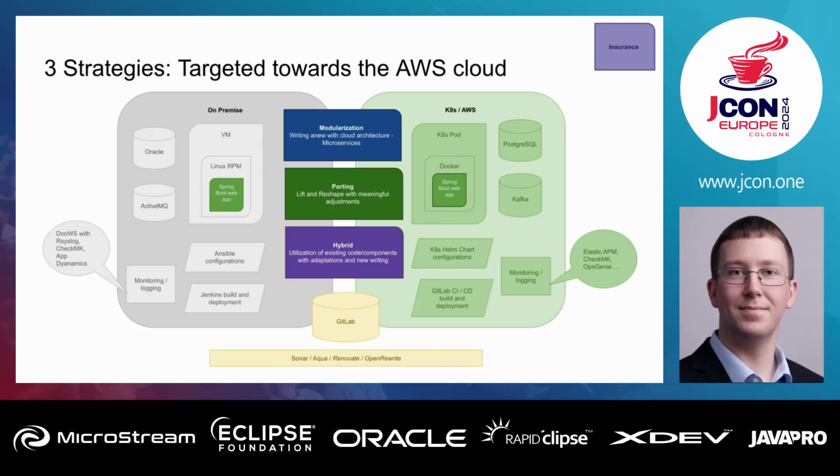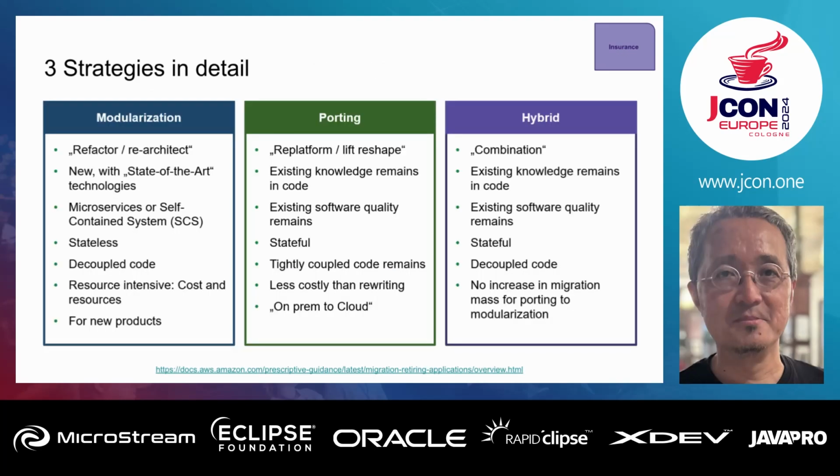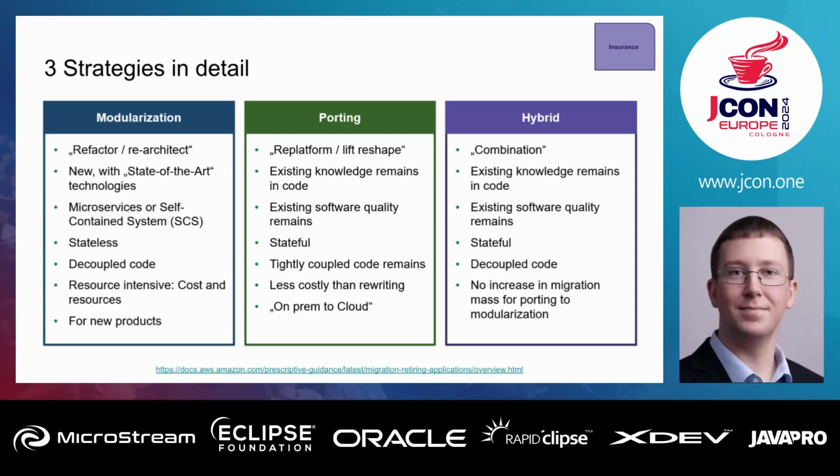And the 3 strategies, you can take a look. What we have done is actually the porting one. In the middle, we make a replatform, we lift, but we need to reshape a bit because the basic technology changed, right? We have to move to Docker and Kubernetes, and it's less costly than rewriting, because on the left side, if you go for modularization, you need to rewrite everything into microservices.